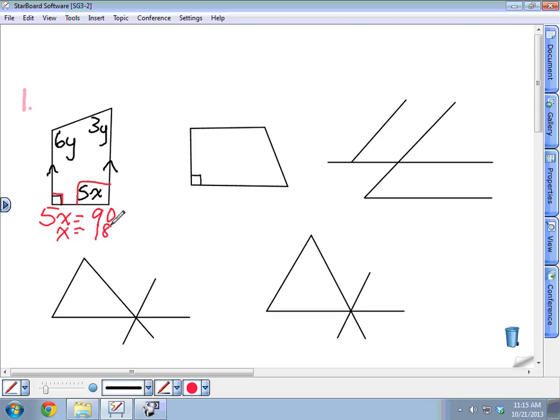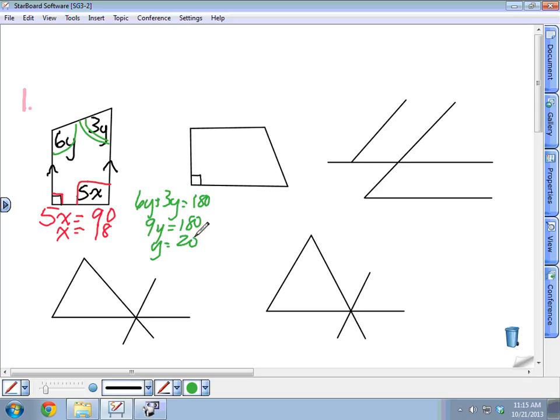All right? Once I have this, these two are supplementary also. Up here, 6y and 3y are supplementary. So 6y plus 3y is equal to 180, which gives me 9y equals 180, or y is equal to 20.